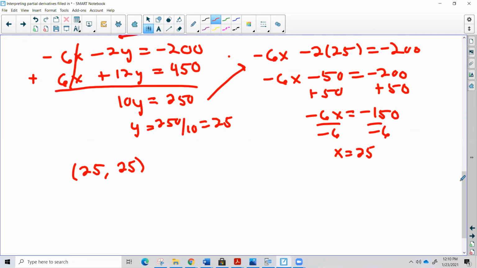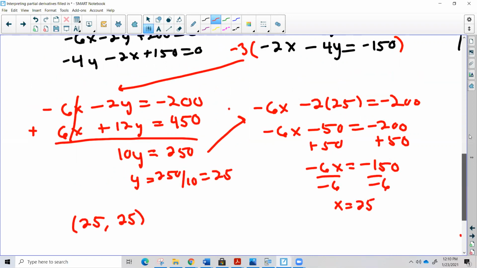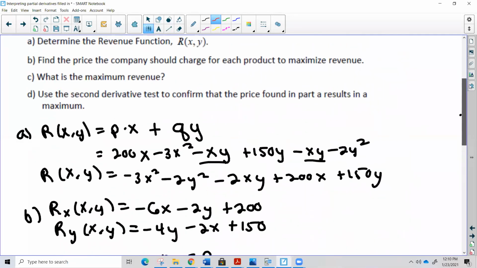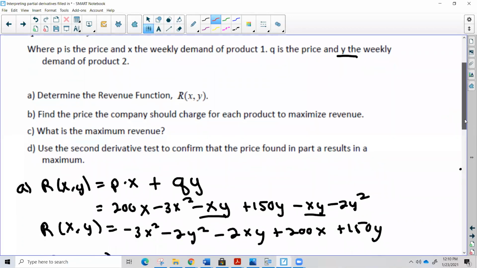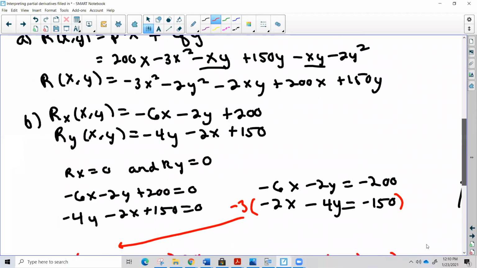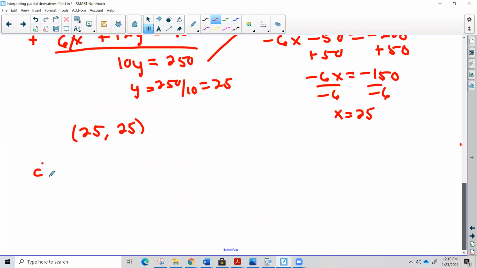Okay. So that's how many products I most likely should sell to maximize my revenue. They just said product 1 and product 2. Okay, so again, I do have to confirm it, but they asked me to in D, so I'm going to wait to do that in D. In C, they asked for the max revenue, so I'm just going to plug in 25, 25 into my revenue function.